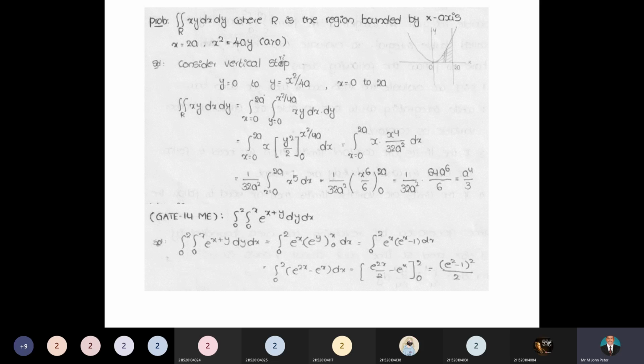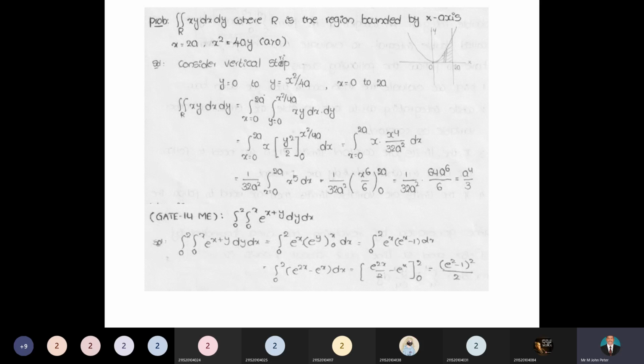That is the bounded region in the first quadrant, where it is shaded. That region only consider, not all things. The x-axis, y-axis, then the parabolic curve and the straight line x equal to 2a. So you will get the shaded region. In that, the y limit is a function limit. The lower y limit is the x-axis, that is y equal to 0. The upper y limit is the parabolic curve x square equal to 4ay. We have to rearrange it as y equal to x square by 4a.